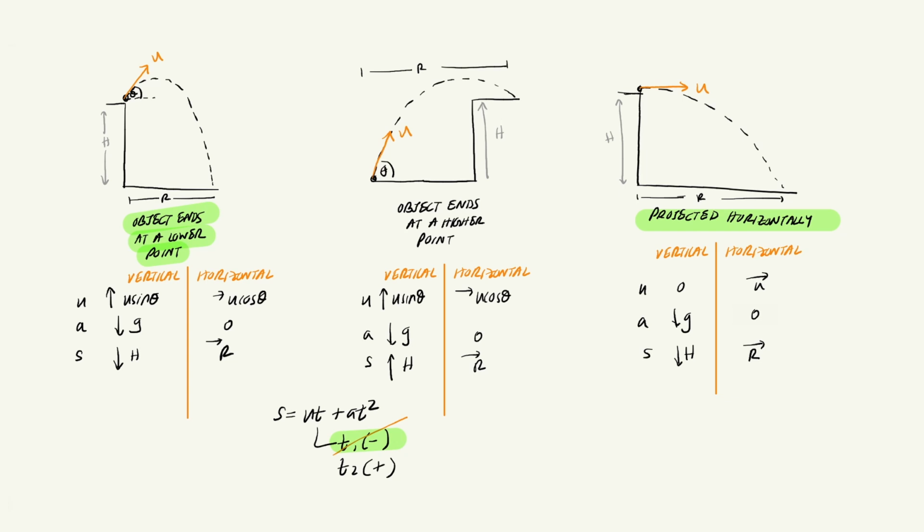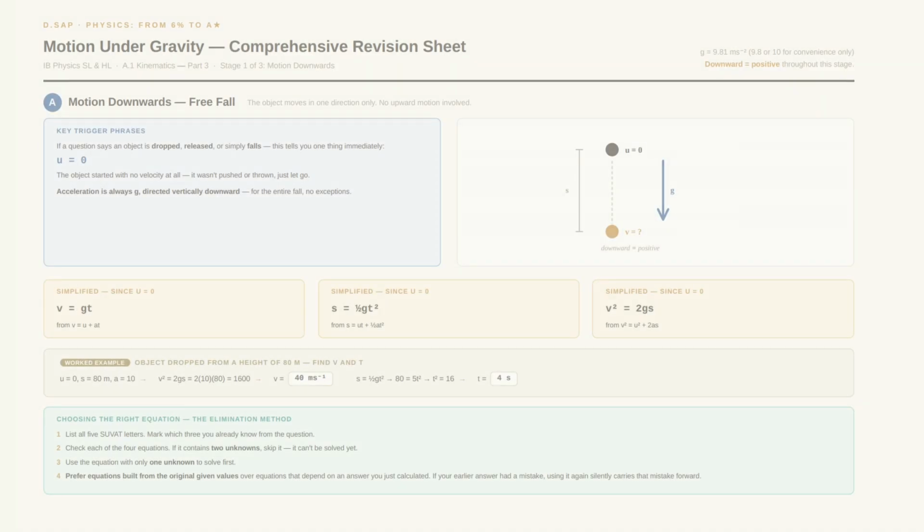And that's projectiles. Whenever you come across a projectile question, the method is always the same. Split the initial velocity into its vertical and horizontal components. Then treat each one as its own individual motion. The vertical component behaves exactly like the motion upwards and motion downwards work we've already covered. The horizontal component moves at a constant velocity, with no acceleration at all. And the one thing tying both of these motions together, the only thing they genuinely share, is time. And that's the end of kinematics.